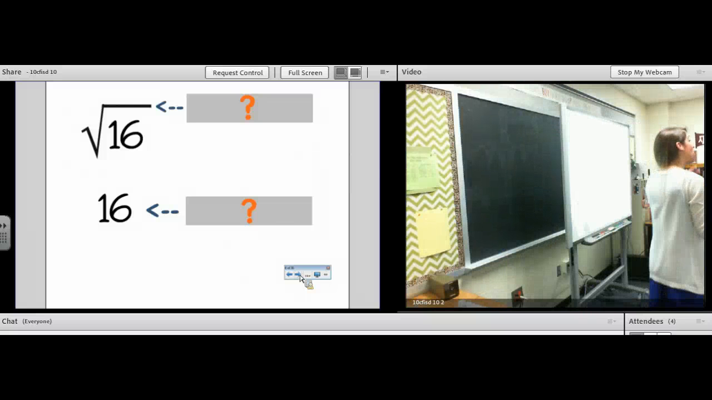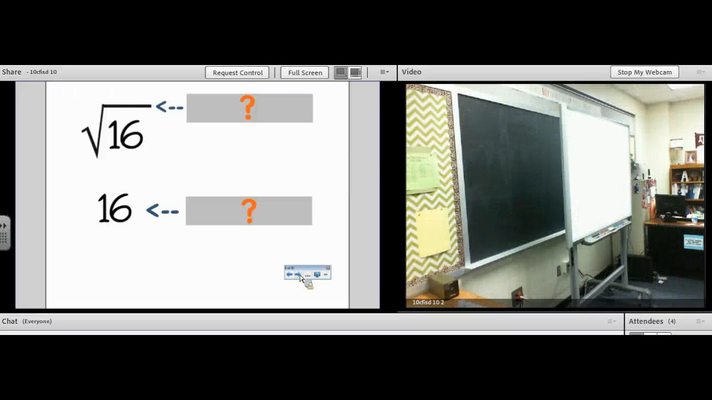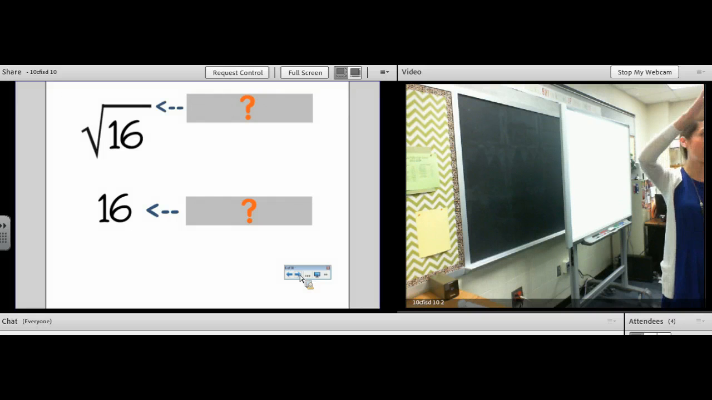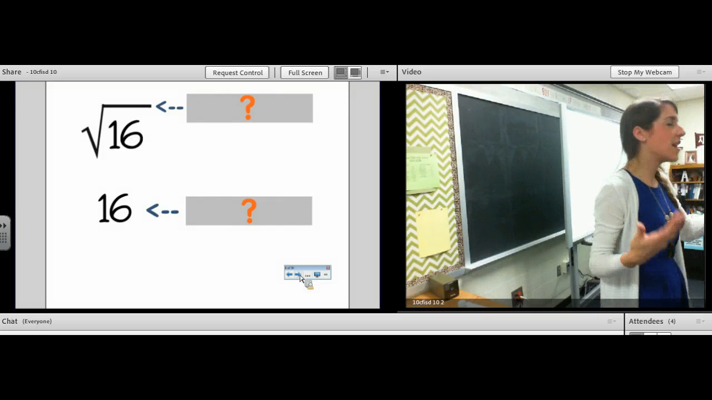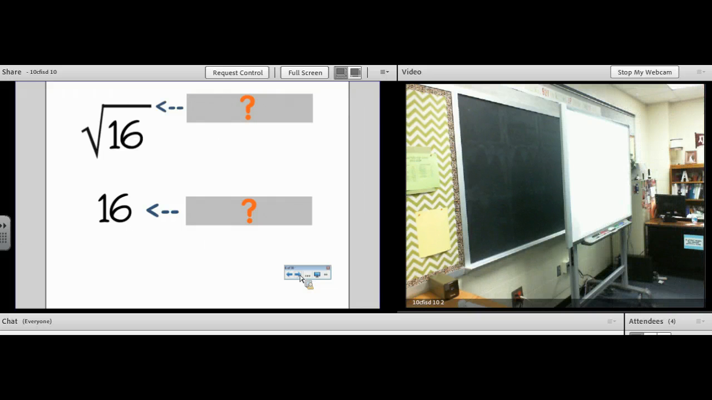Okay, let's go over some vocab. So, if we've got fractions, the number on top is called the numerator, and the number on the bottom is called the denominator. Those are just words that we use to describe.